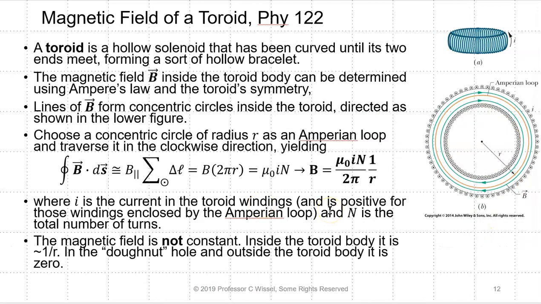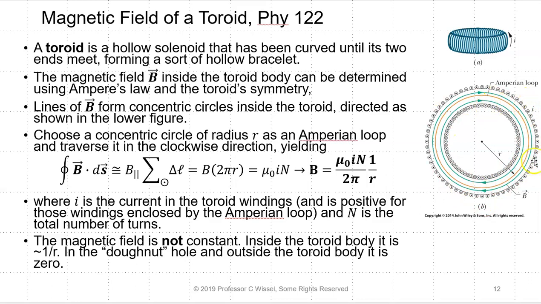If you are a Physics 122 student or you don't have calculus, this is where you should go. A toroid is a hollow solenoid that has been curved until its two ends meet, forming a sort of hollow bracelet. The magnetic field B inside the toroid body can be determined using Ampere's law and the toroid symmetry. The lines of magnetic field form concentric circles inside the toroid, directed as shown in the lower figure.